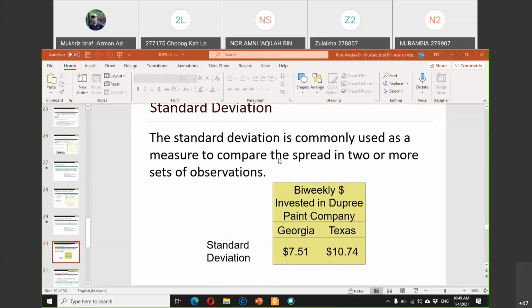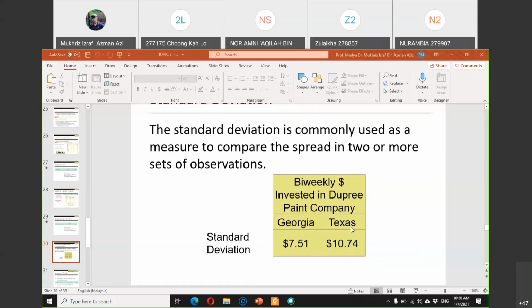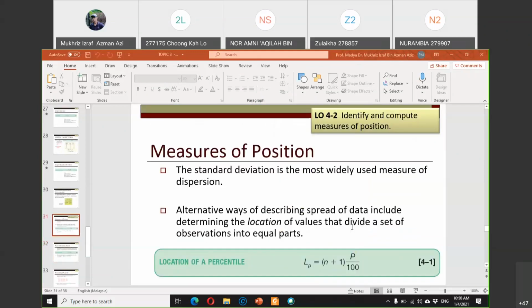Here you have two examples, one with a smaller standard deviation than the other: 7.51 against 10.74. In terms of the spread of the data, we can say that the data for Georgia is less spread than the data for Texas, because its standard deviation is smaller than Texas. That is how you actually determine it.